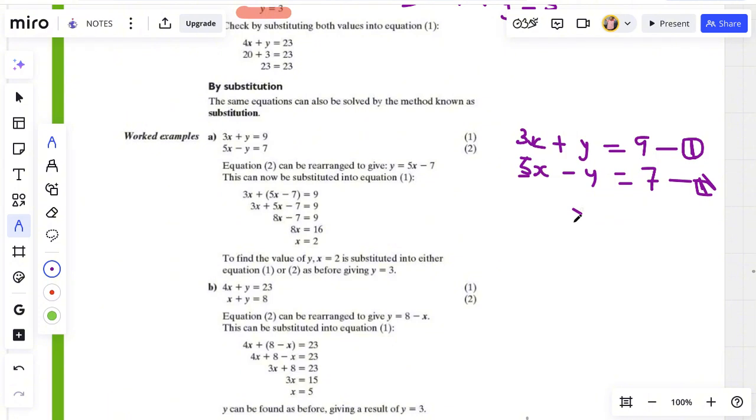To make y the subject, we say y is equal to 9 minus 3x. Okay, 9 minus 3x. So I call it equation 3. So I just made y the subject of formula. We just made y the subject of formula, and we call it equation 3. Now, remember we used 1 to make 3. We're going to substitute 3 to 2.